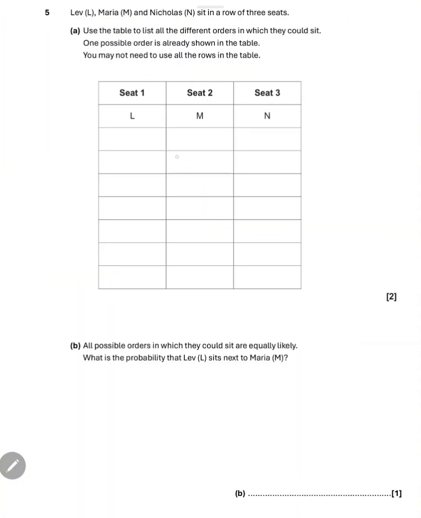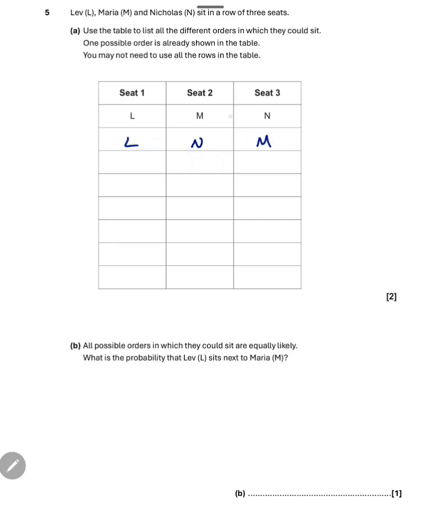Question 5, my mates Lev, Maria and Nicholas, they're sitting in seats. And we've got to show all the different possibilities that they could sit next to each other. So what I like to do is, if I can, keep the first thing the same and then just swap around the other 2. We've got to find some way of making sure we get every combination.